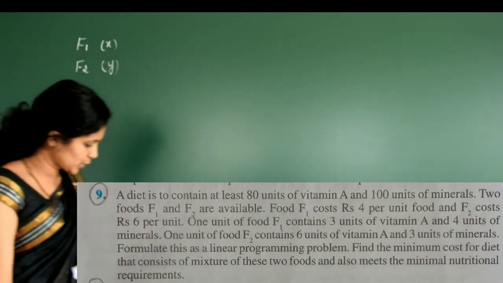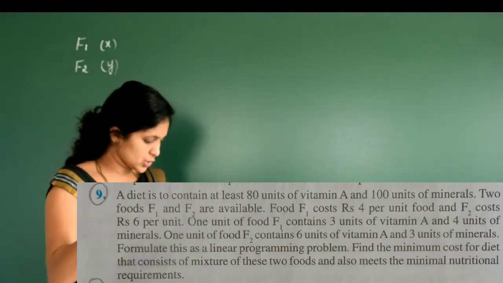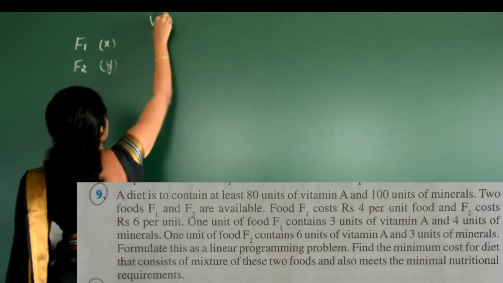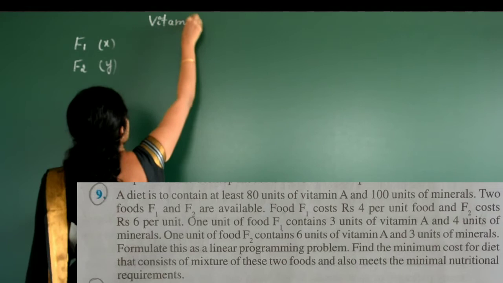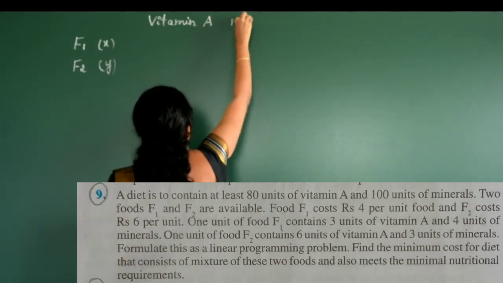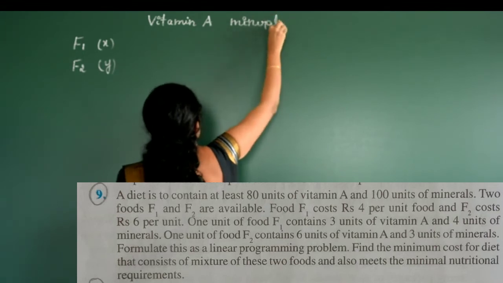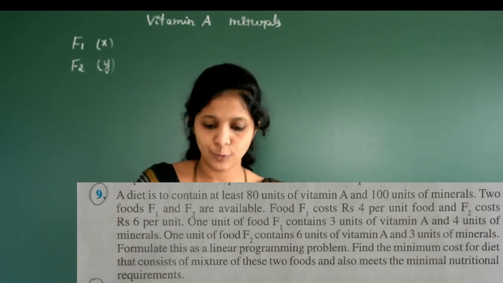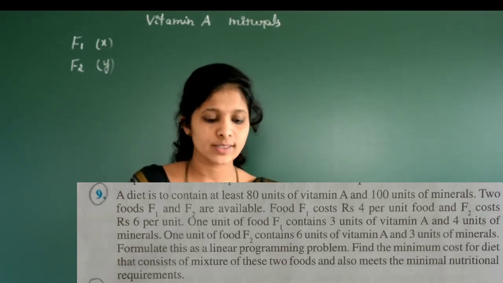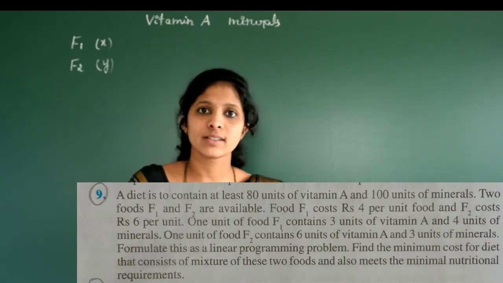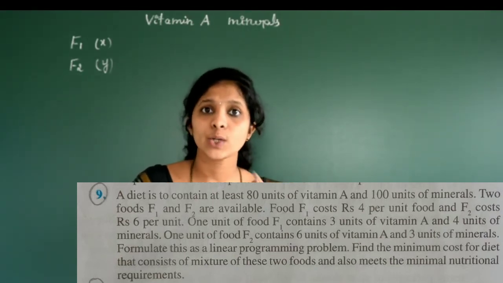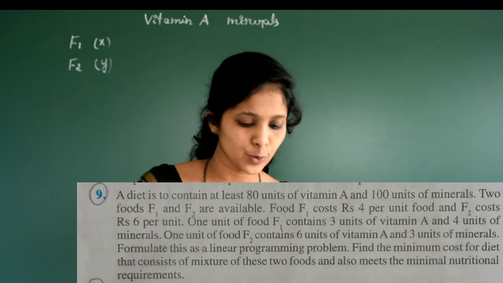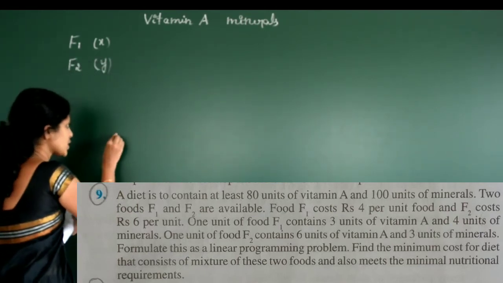Next, what are the two types given? It should contain vitamin A and minerals. So we will consider here vitamin A, and this is the minerals. Now, see, food F1 costs rupees 4 per unit and F2 costs 6 per unit. Cost is nothing but either profit or the cost. You have to consider that as an objective function. So it will give you the objective function.